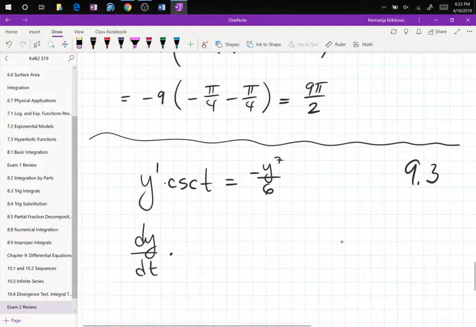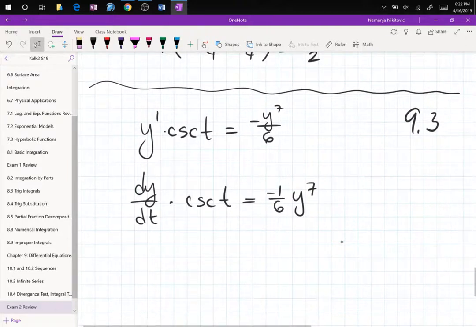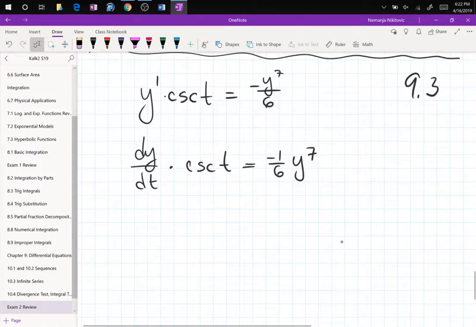times cosecant t is equal to, and I'll put this as negative 1 over 6 y to the 7. The way it's on MATLAB is very confusing. If I have this memorized, are you going to give something like that? Well, this is a procedure. You just separate the variables, you integrate both sides.